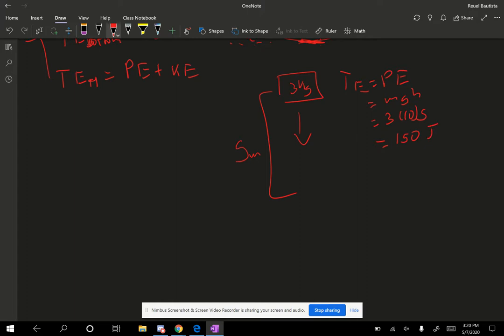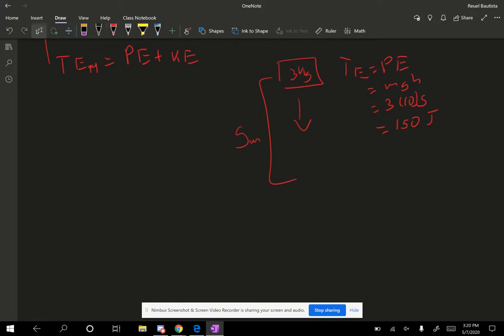Okay? The unit for energy is joules. So right here, when it falls down and is about to hit the ground, we know that the total energy will not be just potential energy. It will be kinetic energy, meaning that 150 joules becomes kinetic energy. So we're just going to solve for it.